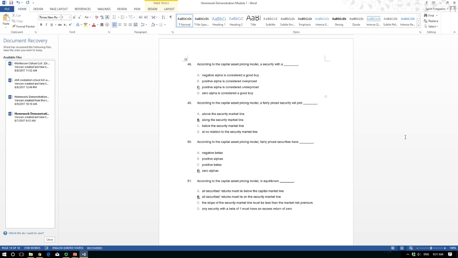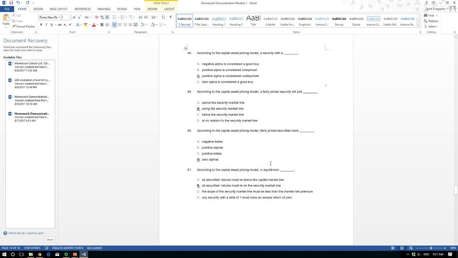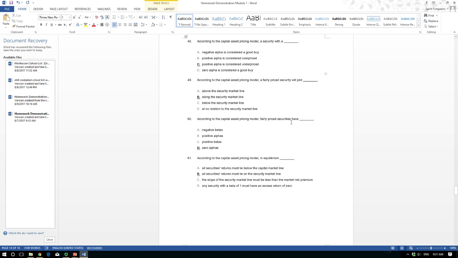And it should lie on the security market line, so B is the best answer. Number 50. According to the CAPM model, fairly priced securities have positive, negative, zero, or what kind of alpha or betas? Here, fairly priced means that the risk-return trade-off of a security lies on the SML line, right? And alpha should be equal to zero. The beta could be positive, or it could be negative, but alpha has to be zero if it's a fairly priced security. D for number 50.